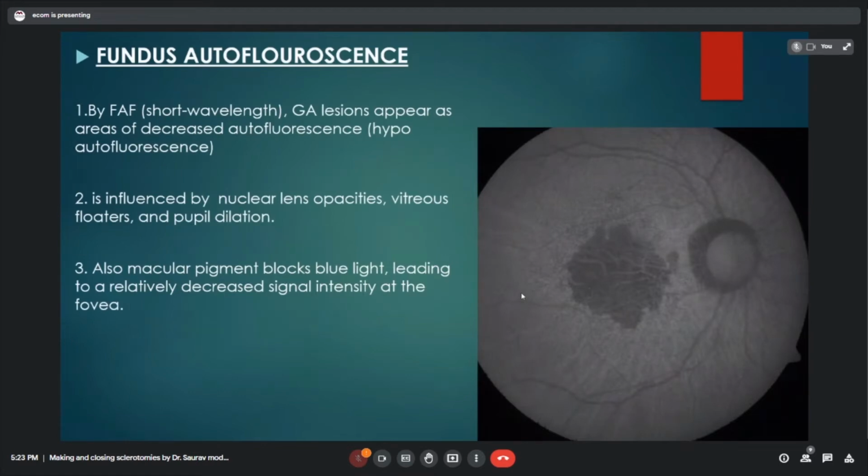Fundus autofluorescence: geographic atrophy lesions appear hypoautofluorescent because there is RPE atrophy. But the main demerit of autofluorescence is that it is easily influenced by nuclear lens opacities, vitreous floaters, and pupil dilatation. Also, the macular pigment, that is lutein, blocks blue light, leading to a relatively decreased signal intensity at the fovea.